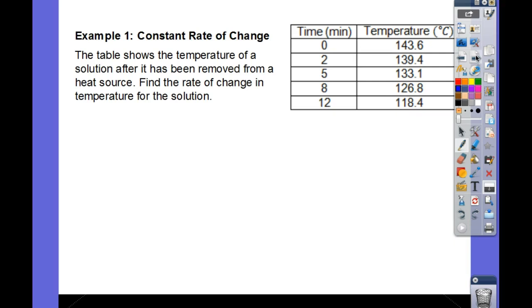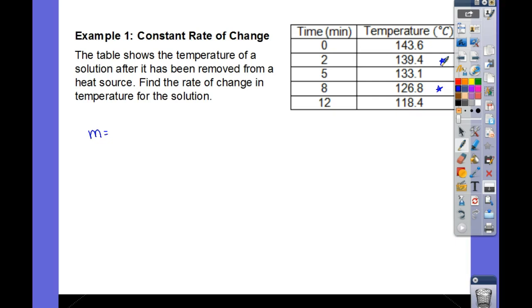So what we're going to do is find the rate of change for the temperature. So essentially what we are doing is finding the slope. You can pick any 2 points. Maybe I want to pick 8 minutes and 2 minutes. Somebody else could have picked 5 and 0. So it does not matter. Everybody should be the same.